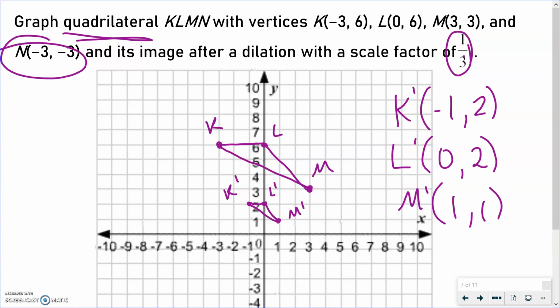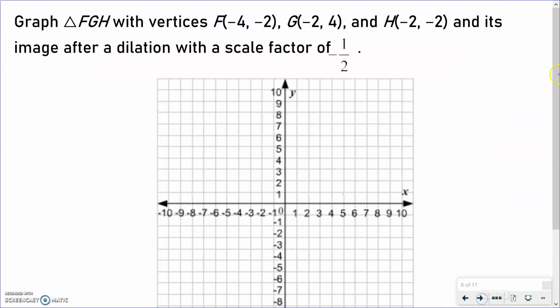So, again, these are similar figures. If you graph a dilation correctly, it will produce a similar figure. So all the angles will be the same. Okay. Sorry that I skipped that and didn't realize it.